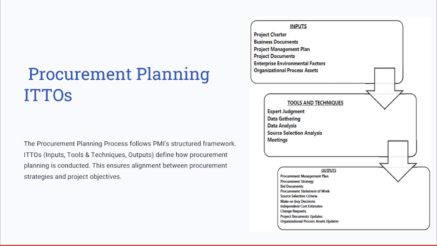And the outputs include the procurement management plan, the procurement strategy, the bid documents, the procurement statement of work, the source selection criteria, make or buy decisions, independent cost estimates, the change requests, and project document updates. Also, the OPAs update. So we'll look into each of these in more depth on the next slide.